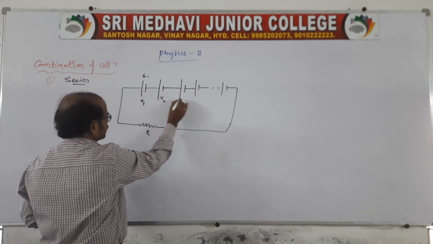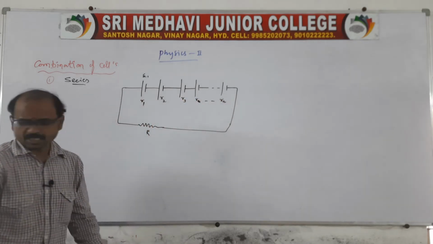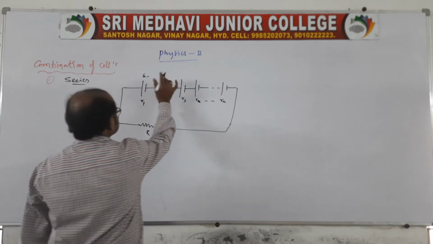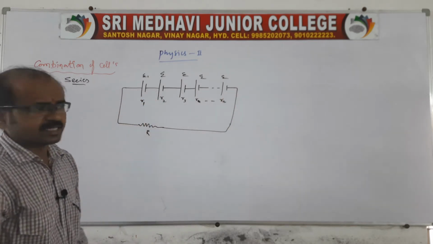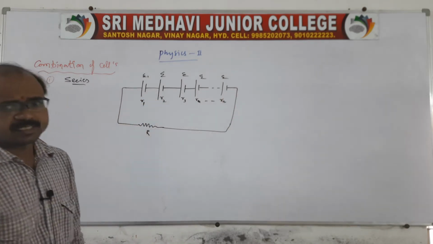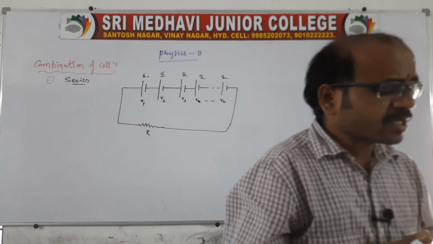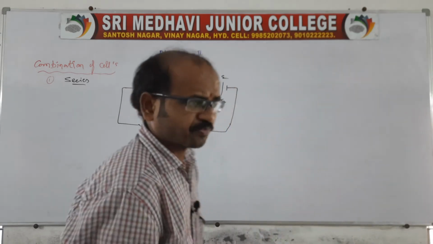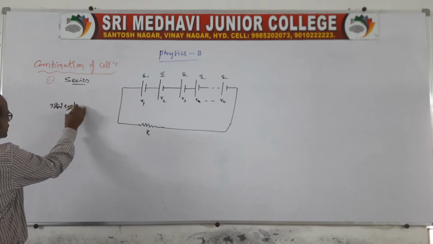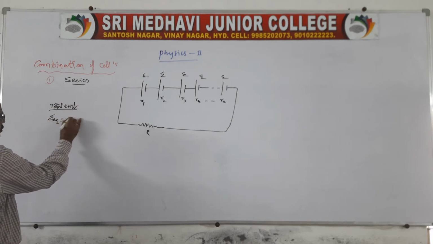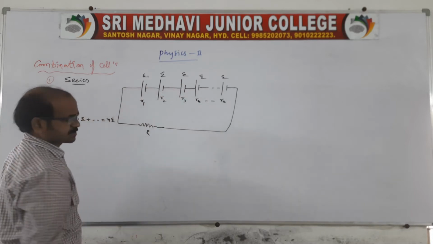In this we have R2, R3, R4 and so on up to Rn, because n number of cells are connected. In the same way the EMFs also are like this, because they are in series. So here we need to get the total EMF, that is, the equivalent EMF is equal to E plus so on up to, equal to nE, because they are in series.